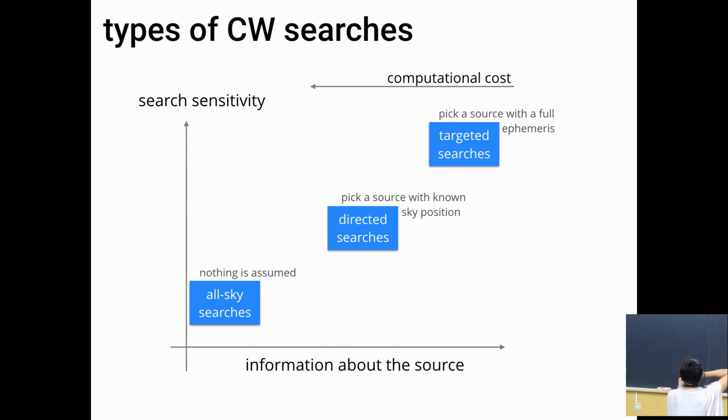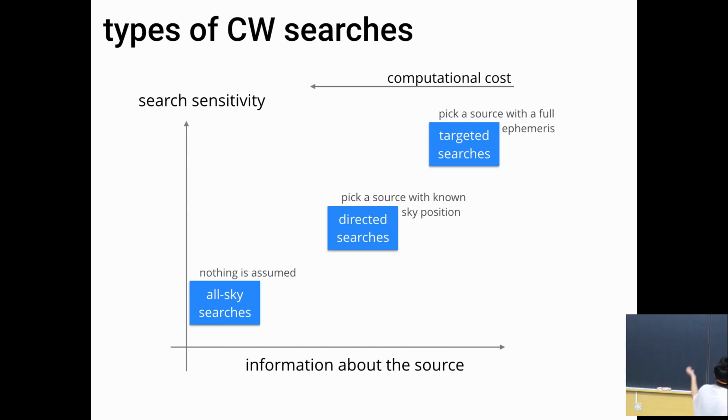In the middle, you have your directed searches. In a directed search, you have a source with a known sky position, so you know what part of the sky you're going to direct your telescope at. It could be a neutron star in the middle of a supernova remnant. It could also be a neutron star in an accreting binary. So you know where it is, and you maybe know the binary parameters, but you don't detect pulsations, so you don't know exactly the frequency of the gravitational wave signal you need to search.